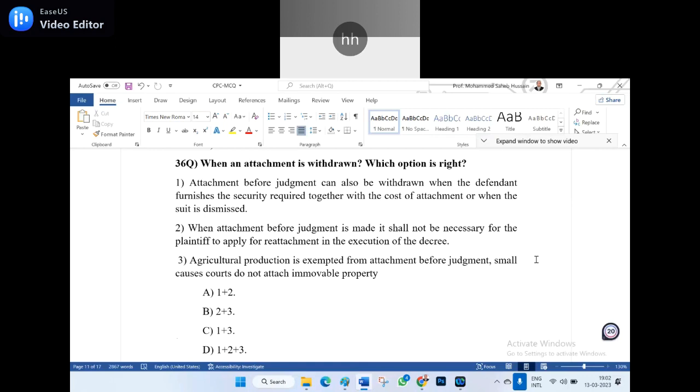Which option is right? Option A, sir. 1, 2. Why 1 plus 2 only right? Is not the 3 right? Agricultural products are exempted from the attachment before the judgment. Small causes code don't attach the immovable property. It is also a right statement. Number 1 also right statement. Number 2 also right statement. Then which option is right? D. D is right. 1 plus 2 plus 3 means all options are right. Is it clear?